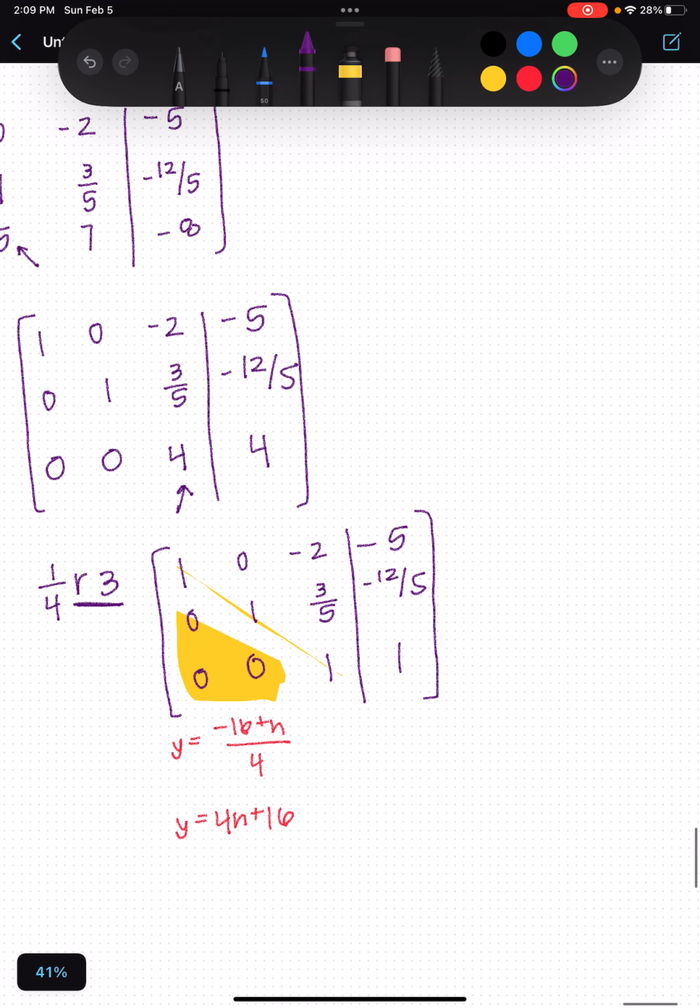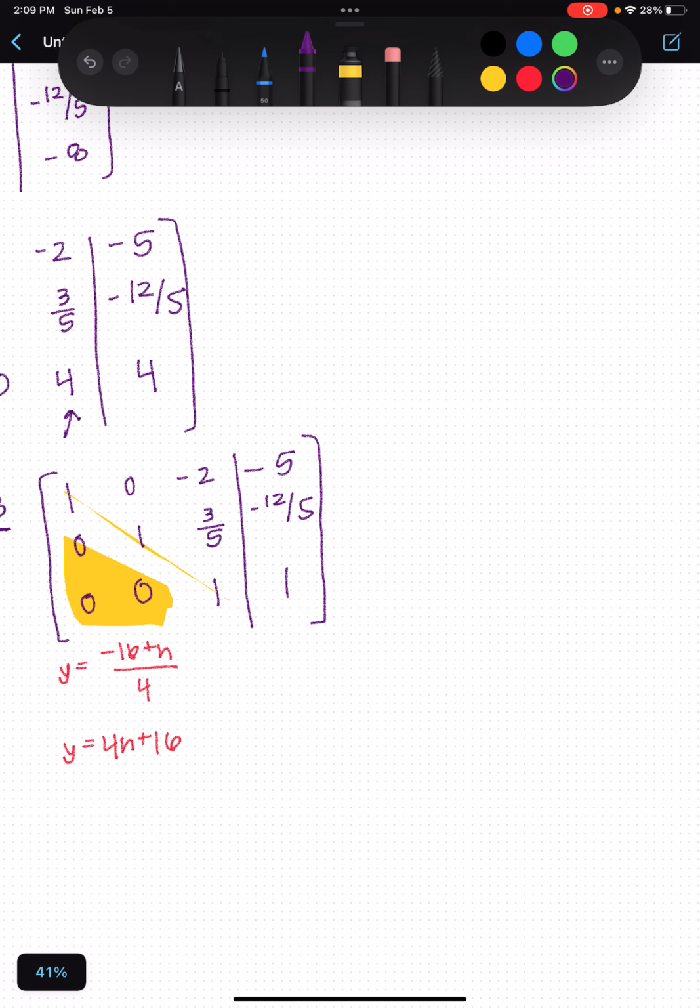Because what that tells you is that now I can write this bottom row tells me that z is equal to 1. The reason why I know z is equal to 1 is because the bottom row represents z, and this number 1 right there represents z, and then our answer is that one. So z is equal to 1.